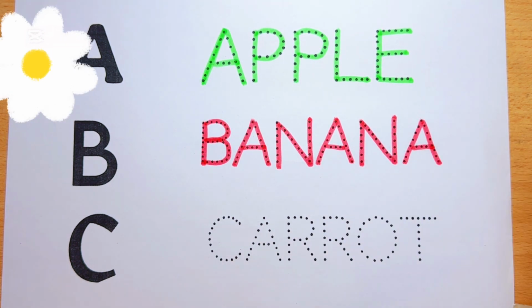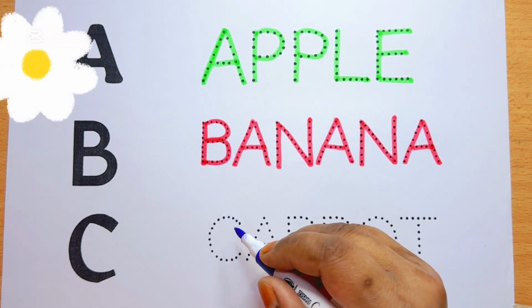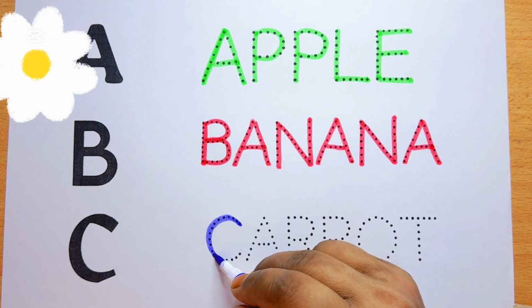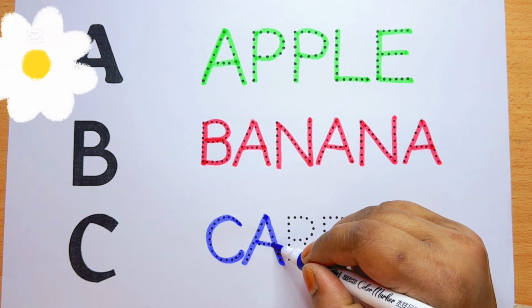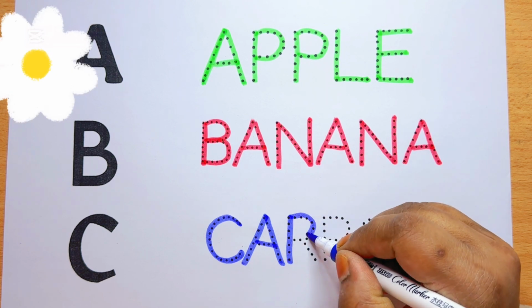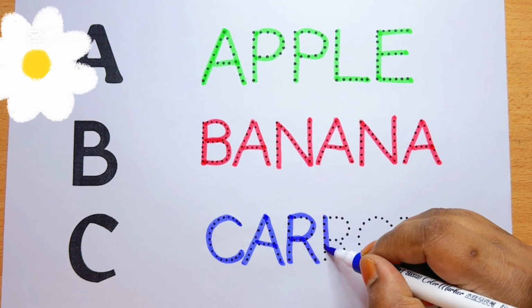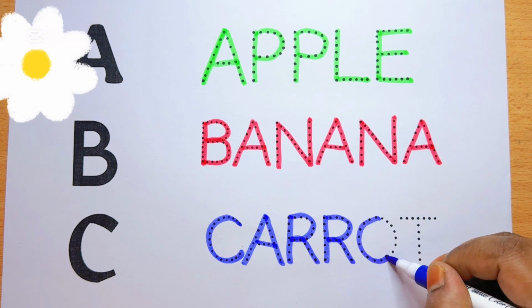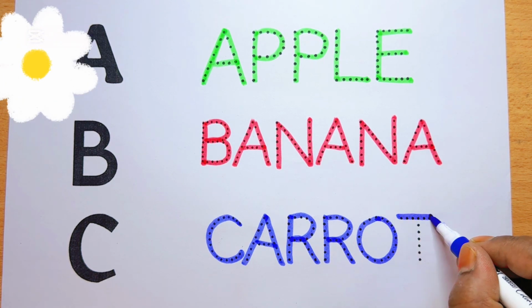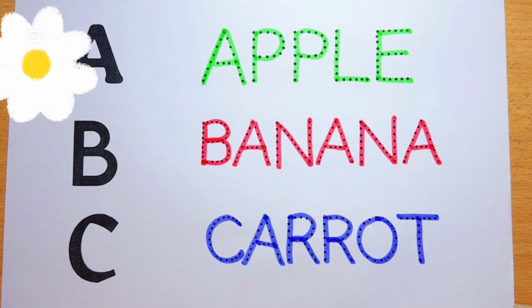C, C for carrot. C, A, R, R, O, T, carrot. C for carrot.